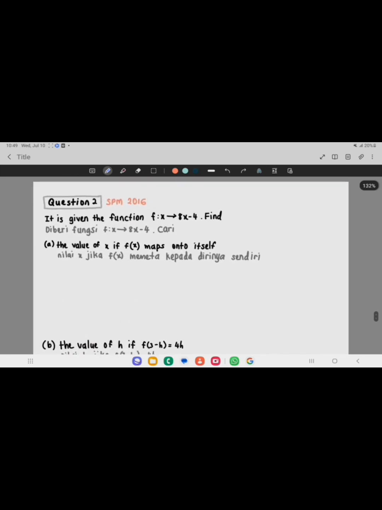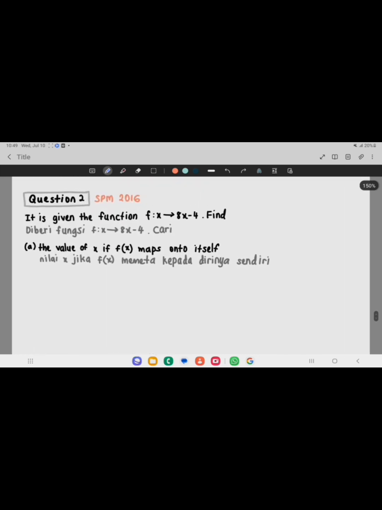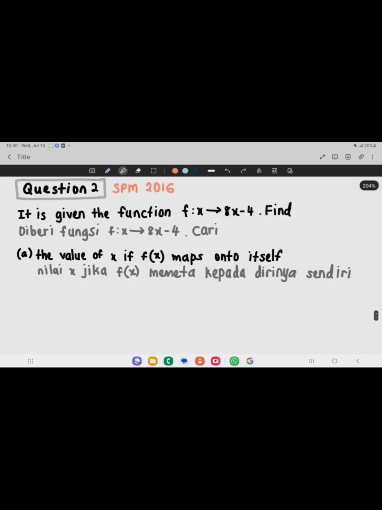Now let's move on to question number 2. This one is a question from SPM paper year 2016. So let's start reading the question. It is given the function f(x) = 8x minus 4. Find, A, the value of x. So basically you have to find the x value if f(x) maps onto itself. Can you see it over here, the Malay version? F(x) memetakan kepada dirinya sendiri. F(x) maps onto itself. This question is very easy if you understand the keyword given to you.